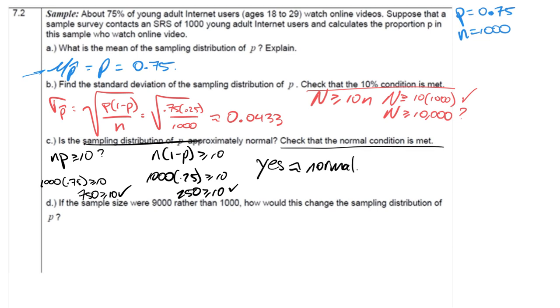Okay? Last question, let's go back to red. If the sample size were 9,000 instead of 1,000, how would this change the sampling distribution? So they're asking about the entire distribution, and there are not going to be any unusual features. We're just talking about center and shape. If we remember from studying the normal distribution, they remain unchanged.